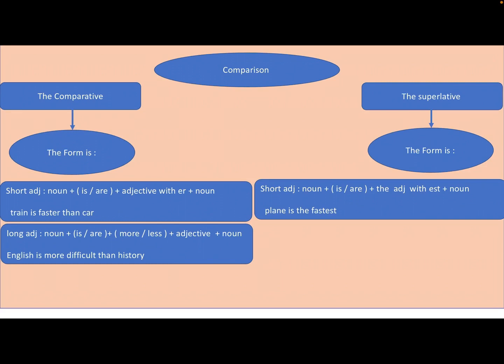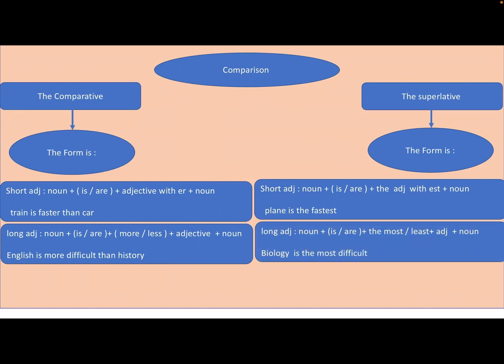Now we are going to move to the superlative. So in case of a short adjective we use noun plus is or are plus the plus the adjective with est and noun. So إذا كانت الجملة تحتوي على صفة قصيرة الصيغة كالتالي: الاسم ثم is أو are ثم الصفة مضافا إليها est لتصبح plane is the fastest.